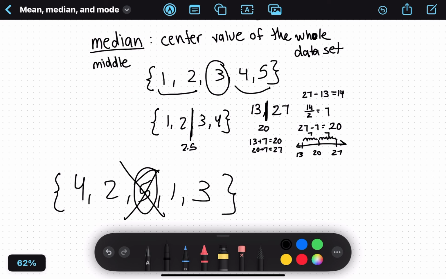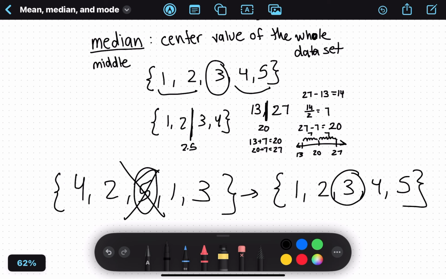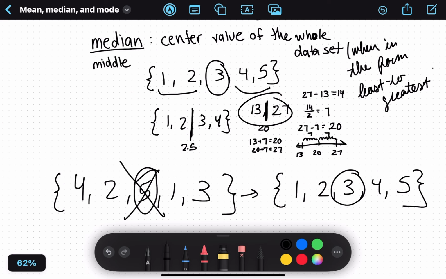When you see a set of numbers like this that is not in the right order, you have to rearrange it in the right order and then find the median. And the same goes if it's an even amount of numbers as well. You would do this process that I did right here with 13 and 27, and that would be easy. So make sure the median is the center value of the whole data set when written from least to greatest. That's very important.